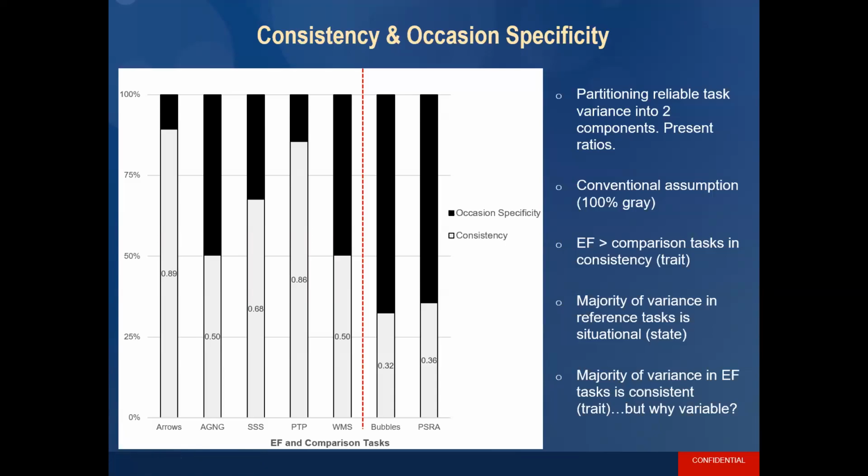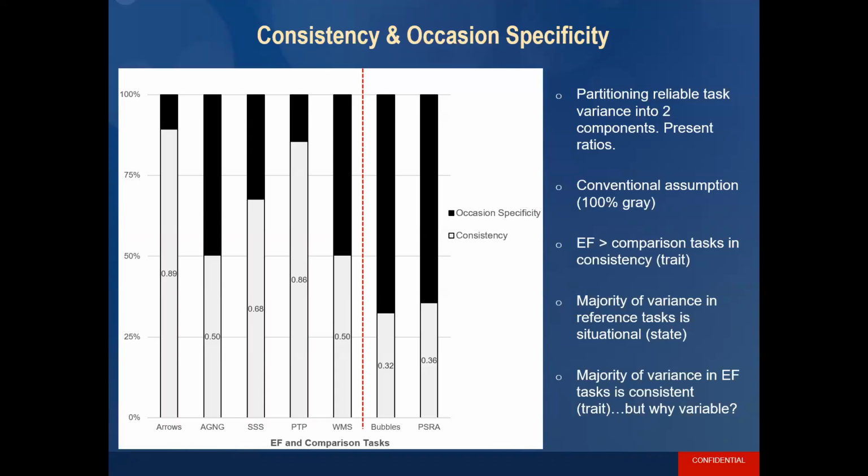We sit down and we administer tests on a single testing occasion, and we assume how you did today gives me something about who you are and what you're going to bring to this task all the time. That's, of course, an unreasonable assumption, but we make it all the time. So there's a couple things to draw from this. One is that in general, the EF tasks tend to be more consistent over time or more trait-like than the comparison measures. That's sort of interesting.